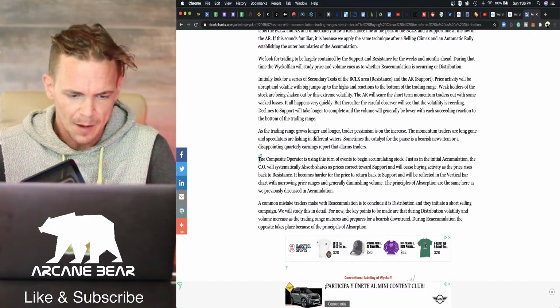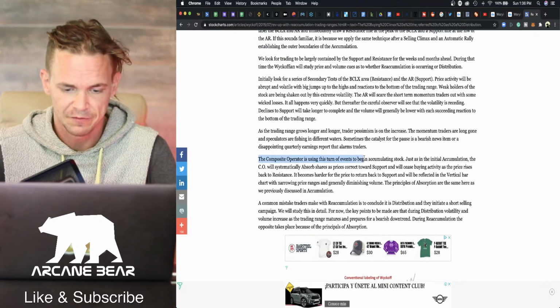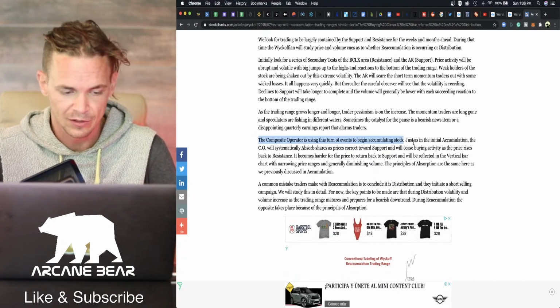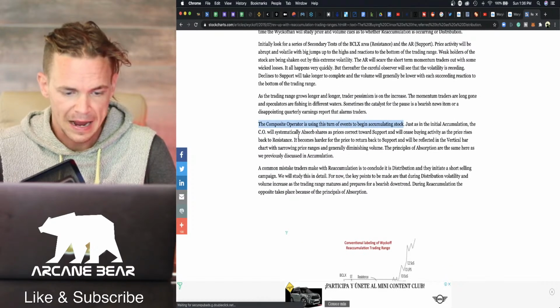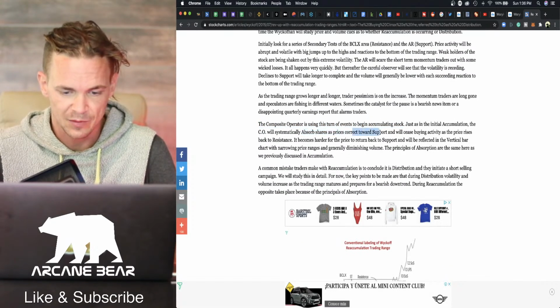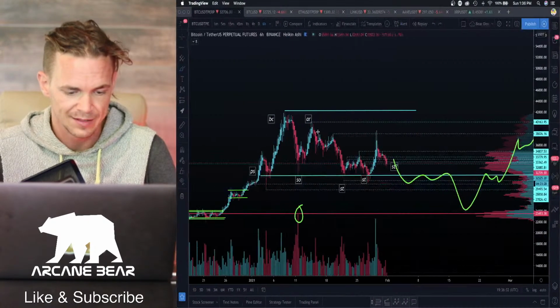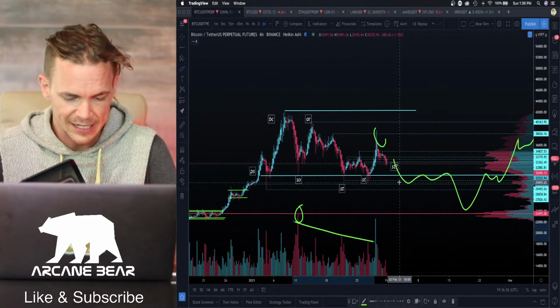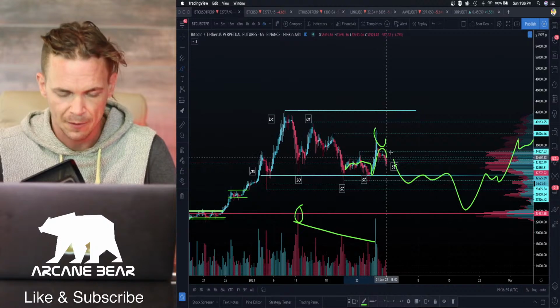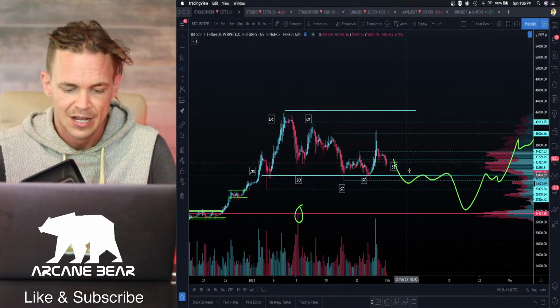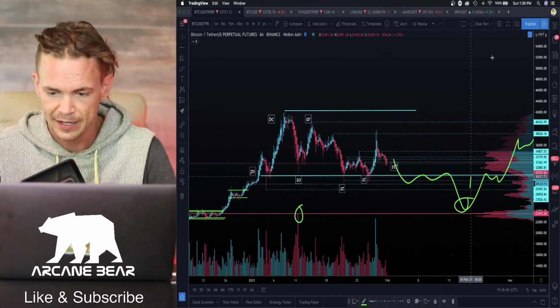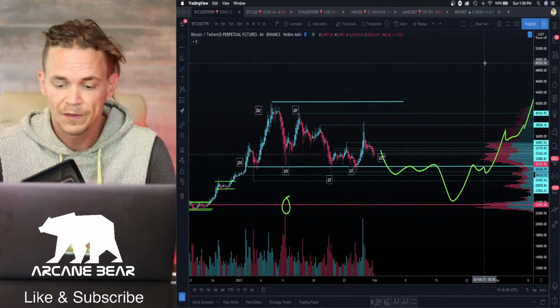So the composite operator will use this turn of events to begin accumulating more of the asset. Just as the initial accumulation, which we looked at, the composite operator will systematically absorb shares as prices correct towards the support and cease buying activity after the price rises back to resistance. And that's what you can see. This big candle wasn't supposed to be there. Their buying has been decreasing because they want the price to get drawn down by the scared retail hands so they can accumulate at lower prices. Even if we dip to 24K on a quick spring, beautiful. That's what we want. That's what the composite operator wants.